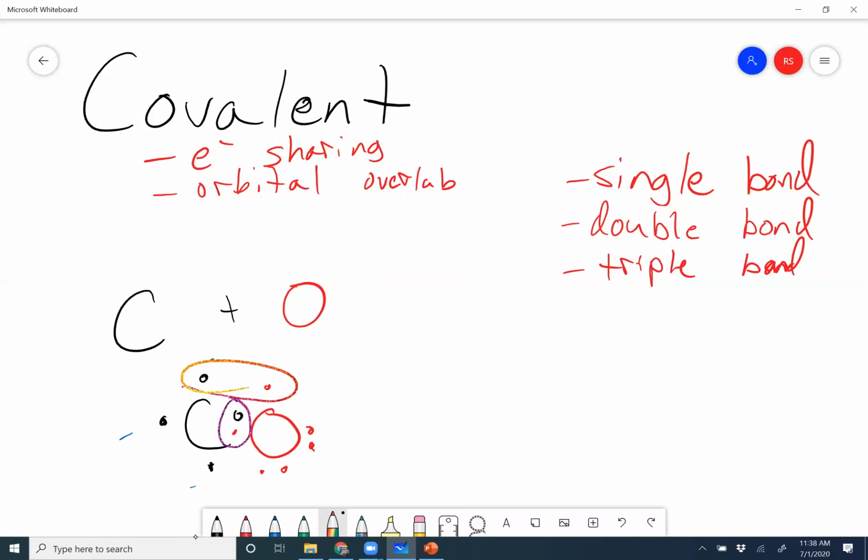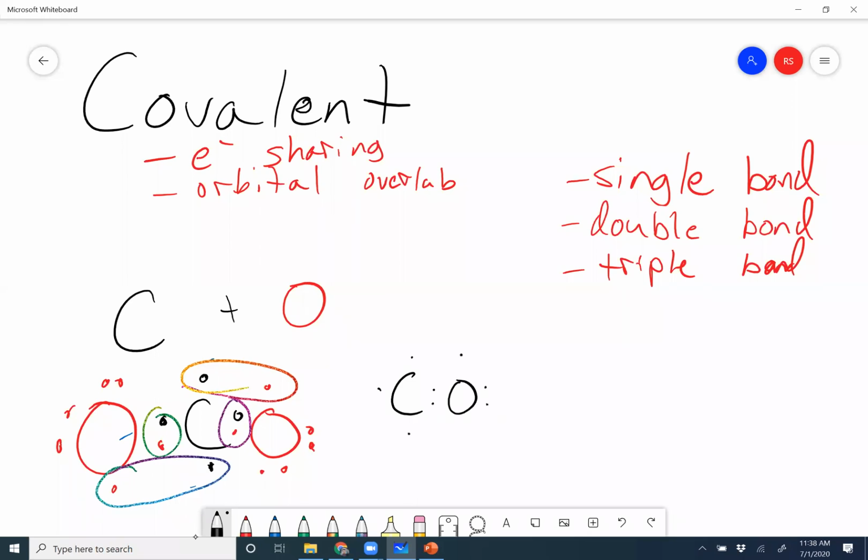But what about these guys over here? Well, for that, another oxygen is going to come in and bond with the carbon to give us the Lewis dot structure of CO2. Like that.